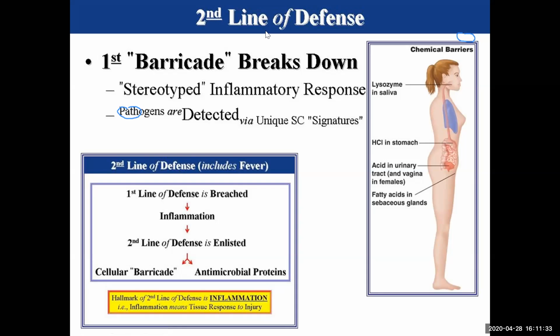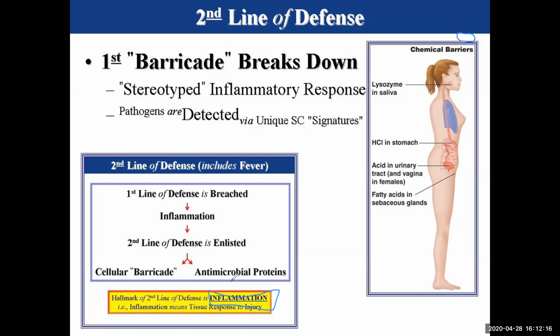Now, like I said earlier, if your first line of defense has been breached, meaning cut open, right? So first barricade breaks down, then the second line of defense will be mobilized. And what is unique about that second line of defense is inflammation. So that's the take-home message here: inflammation, inflammation, inflammation. That's unique to the second line of defense.